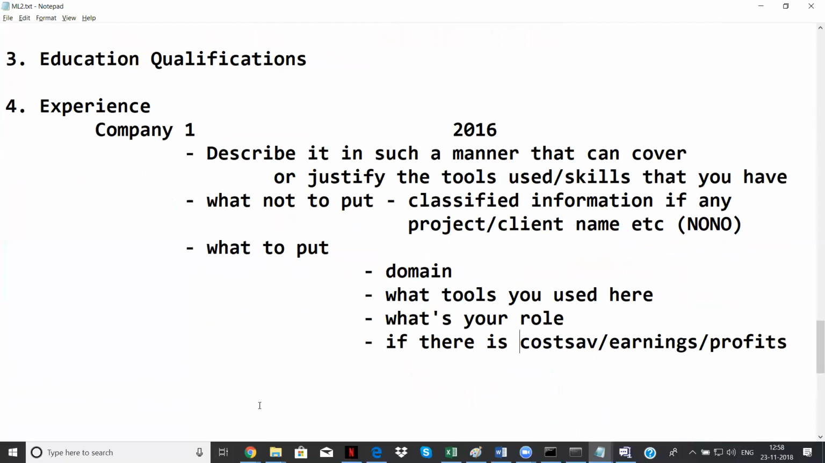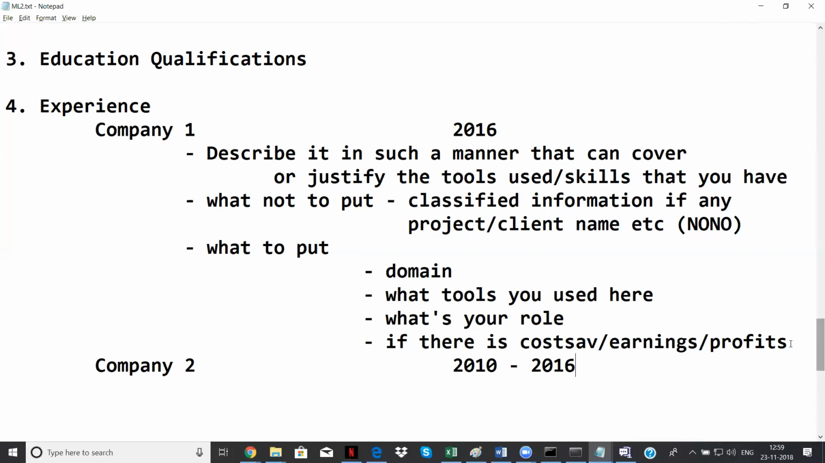Now, company 1 should be your most recent company. Company 2 should be your a little bit older one, if you have worked for multiple companies. So here we'll mention 2010 to 2016. That's it. Simply mention the years. You don't have to mention months and all. By that, you can hide a few things. If there is a gap and all that, you can just hide it out. No issues. So that's how you write your experience.